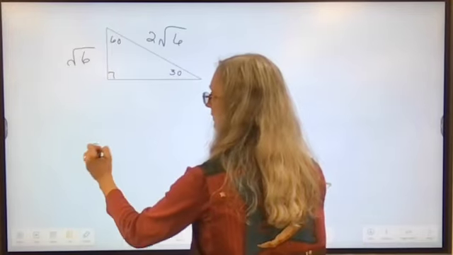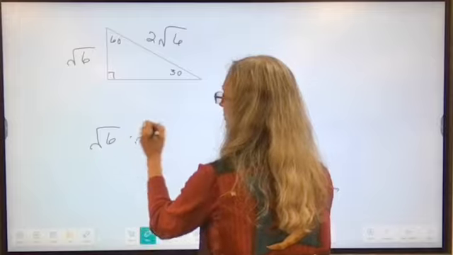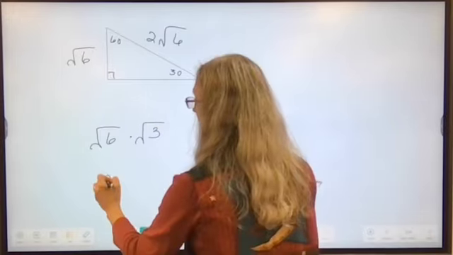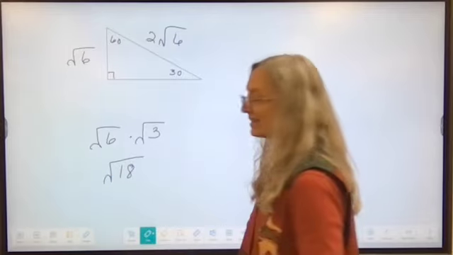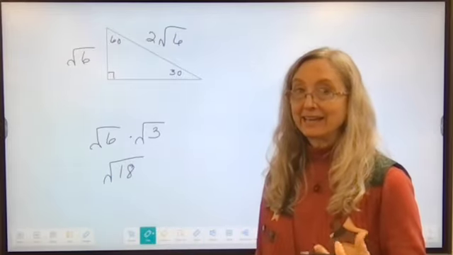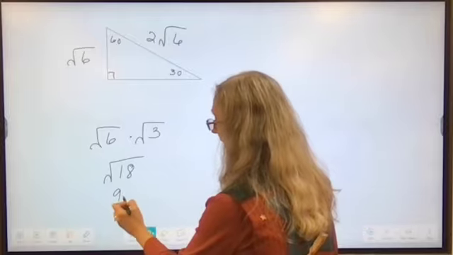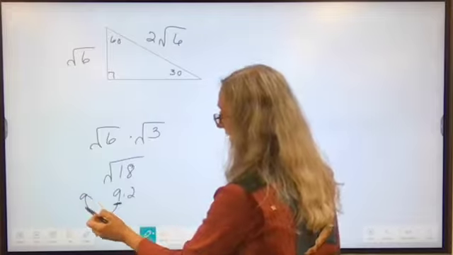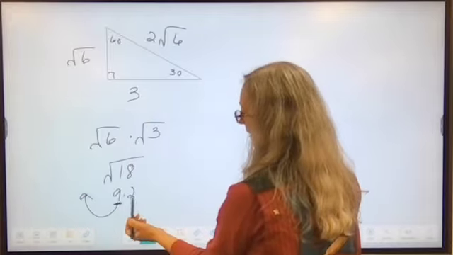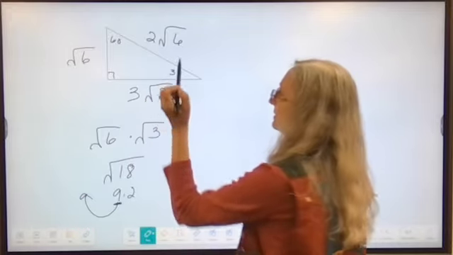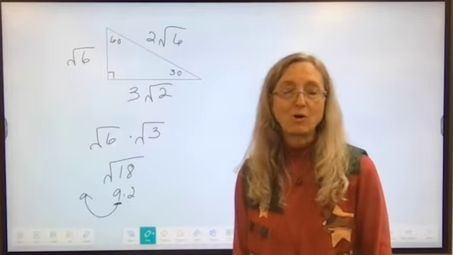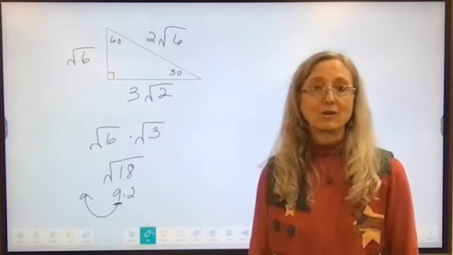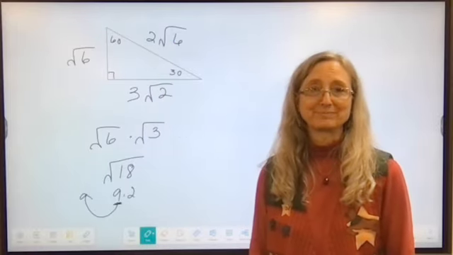So now we have the square root of 6 times the square root of 3. That is the square root of 18. And 18 is 9 times 2. 9 is a perfect square factor. So we're going to take that out and it's going to become a 3 and our 2 will be left inside. And look at that. All 3 sides are radicals. They're all 3 square roots.